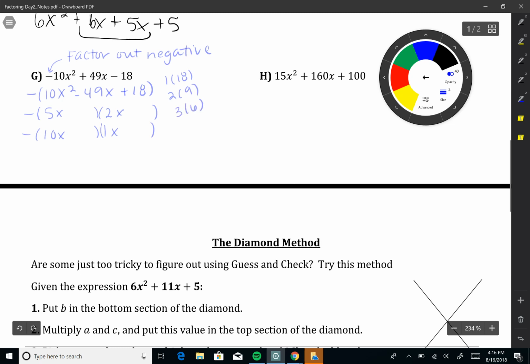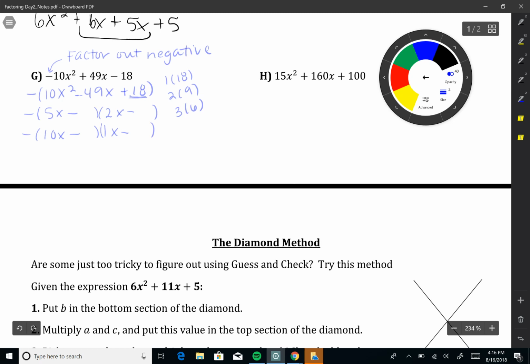One thing that is positive about this is that our 18 is positive, which means that the signs of the factors have to be the same. And if we look at our middle term, 49 is negative, so that means both of our factors are going to be subtraction. And we can just think of them adding together to get 49.